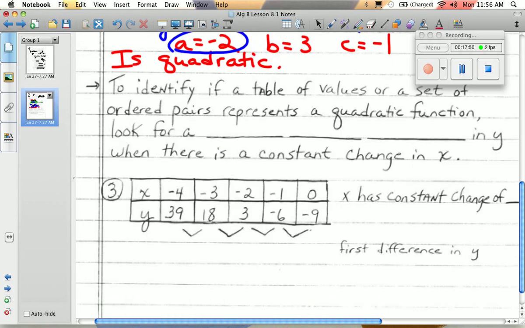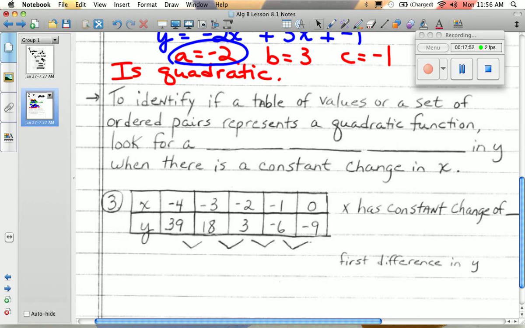Okay. Well then, the other thing you have to do is identify from a table of values. In other words, we have some ordered pairs, but we still don't want to have to graph it. We just want to take that table of ordered pairs and follow something that will help us decide if it's quadratic without graphing it. So to identify from a table of values or a set of ordered pairs, that's really what's going on here. We have several sets of ordered pairs. Here they are.